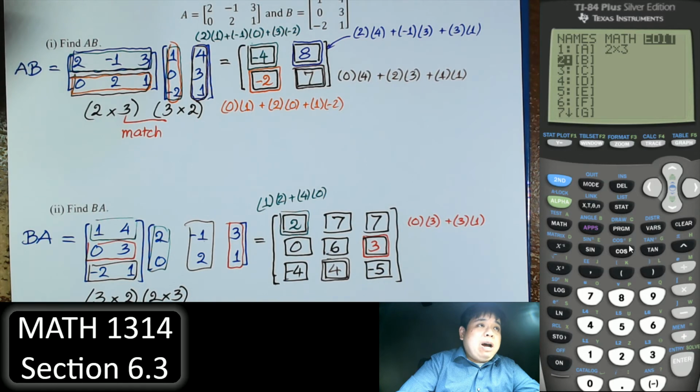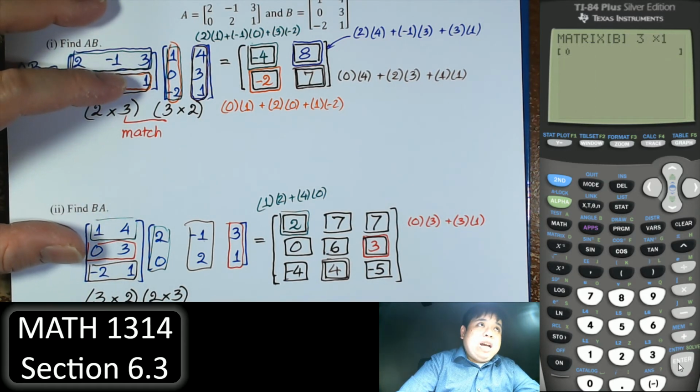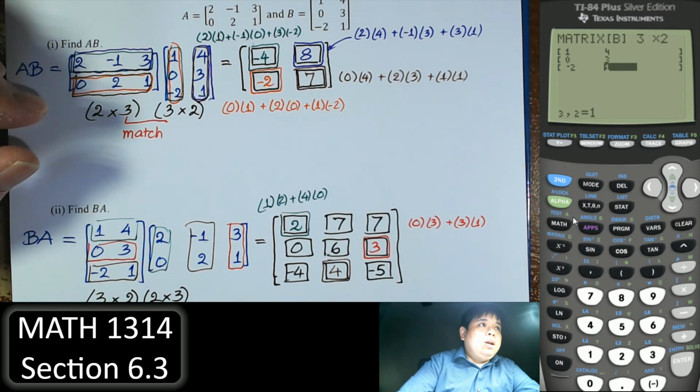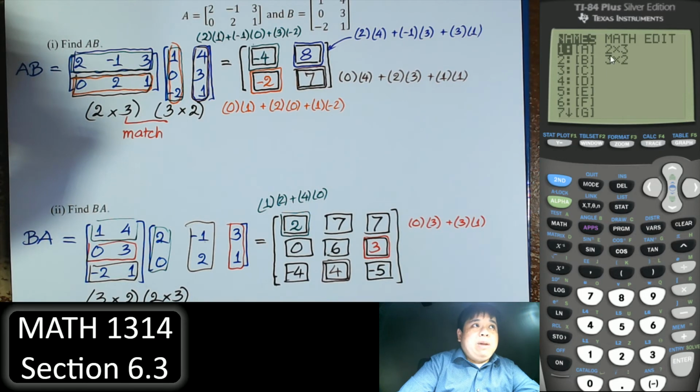Again, now go down to B, and now we edit matrix B, which has 3 rows and 2 columns. So there's 1, 4, 0, 3, negative 2, and 1. So second mode to quit, second matrix. Again, now we have A and B.